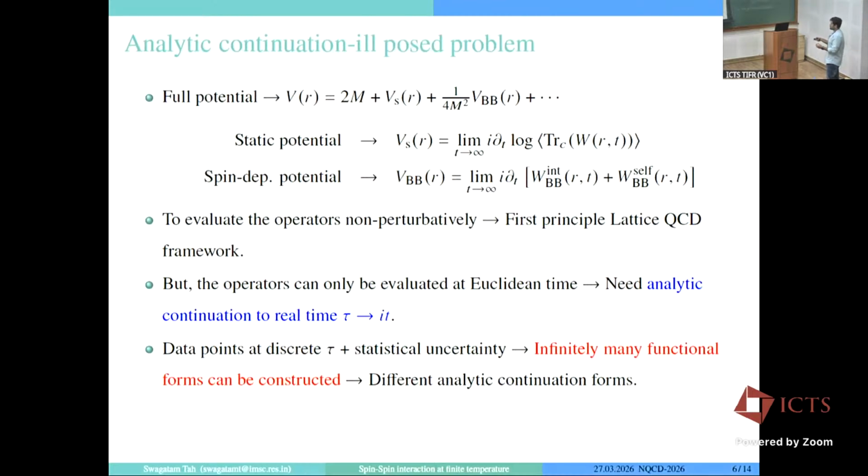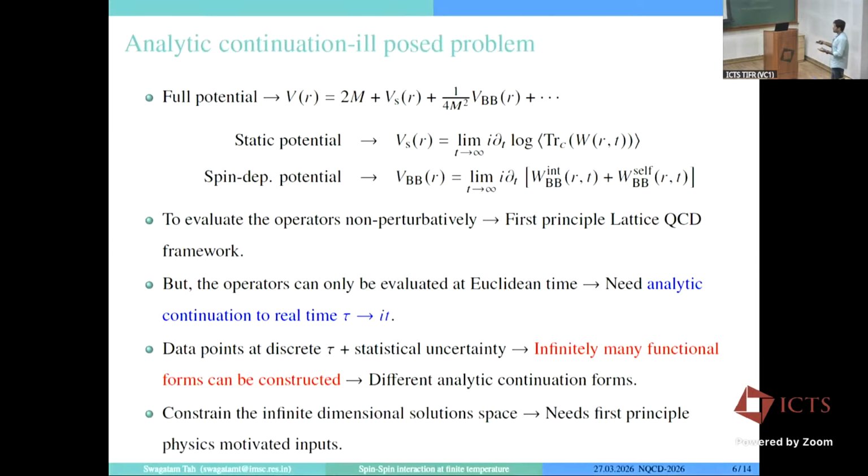So for calculating that, we have statistical uncertainty. When you have discrete data points and statistical uncertainty, we can construct infinitely many fitting forms. So infinitely many analytic continuations will be possible, and each analytic continuation will give different results. To constrain this infinite dimensional functional form space, we need to give some physics motivated input. So which analytic continuation form will we take?